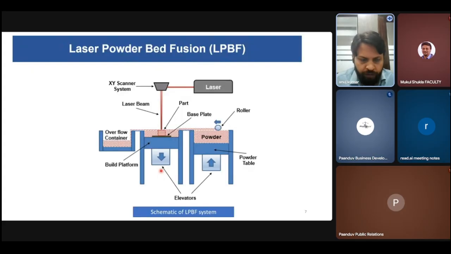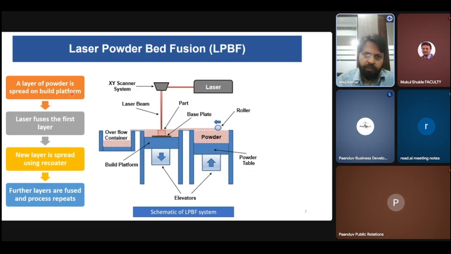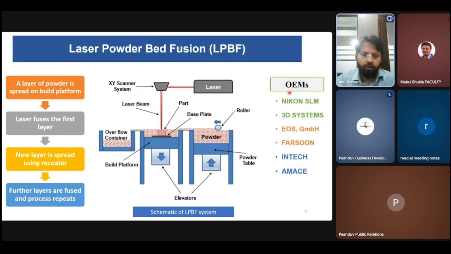So laser powder bed fusion, as many of you may already know, starts with laying up a powder bed, and the laser will selectively fuse the powder wherever we want the material to be solidified. And layer by layer, that 3D part can be generated. A layer of powder is built on the platform, the laser fuses the layer, a new layer is spread with the help of a recoater, and further layers are fused, and the process is repeated till we get the final 3D part. There are various original equipment manufacturers: Nikon SLM, 3D Systems, EOS Germany, Farsoon, Intech, Amaze.